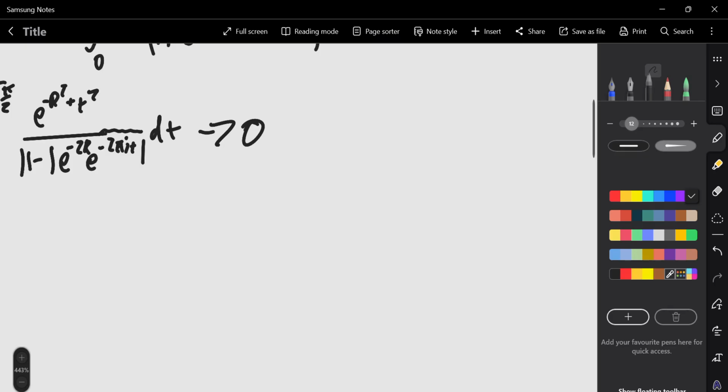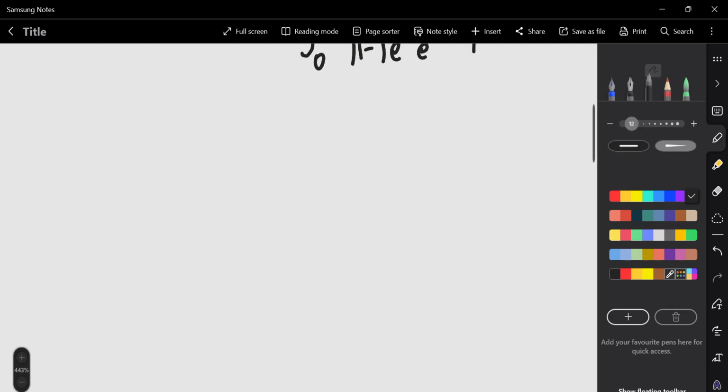I'm gonna ask ChatGPT what it becomes. e to the minus r squared plus t squared over 1 minus e to the 2r e to the minus 2i plus 2it plus i. And e to the minus r squared plus t squared is going to go to 0, and the bottom term is going to go to infinity, so you have a 0 over infinity thing, so it just goes to 0. Cool. Right. So now we can just get on with our thing.